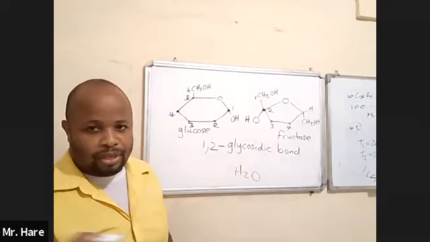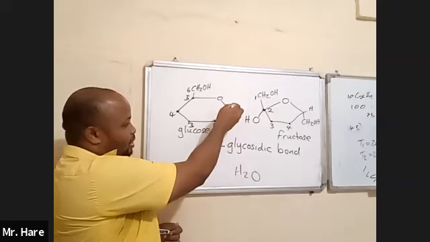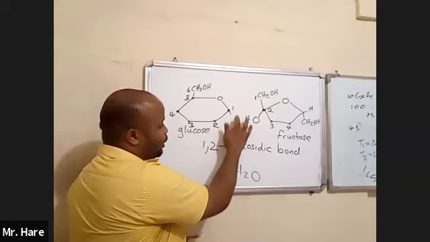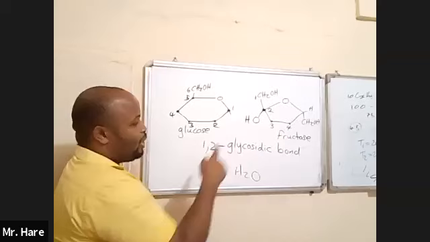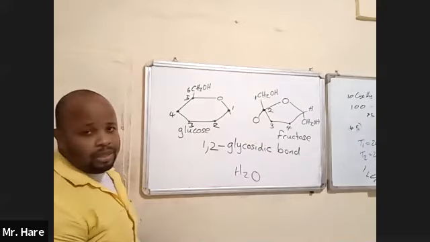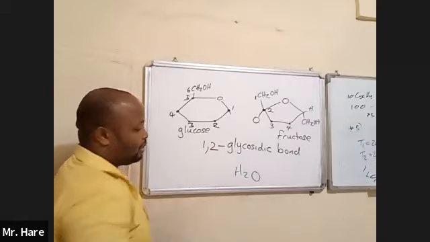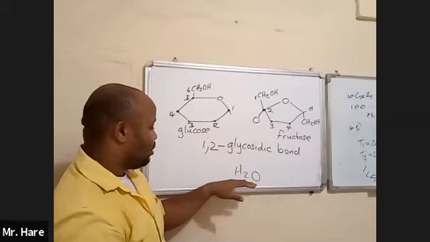So all we need to do to join up the two of them is connect the carbon of the glucose to the oxygen of the fructose. In order to do that, we need to remove the OH group from the carbon of glucose, and we need to remove the hydrogen from the oxygen. So we remove two hydrogens and one oxygen, and that's how we get water.